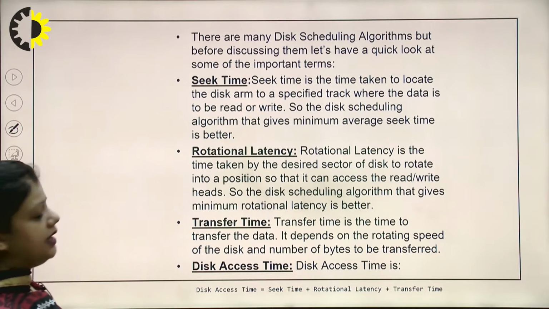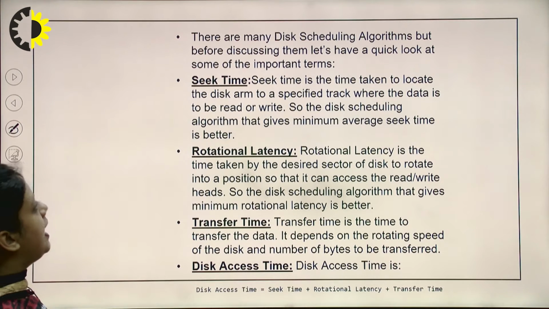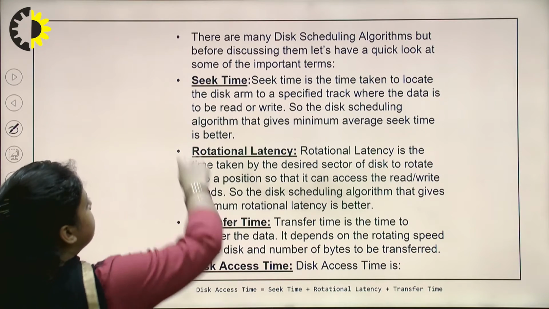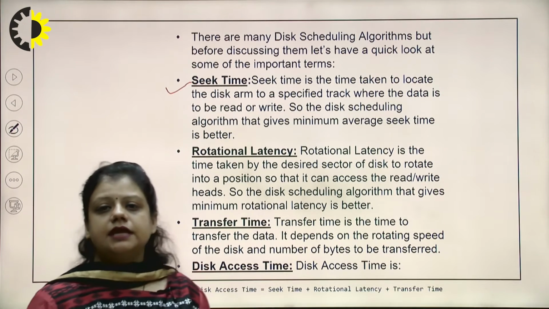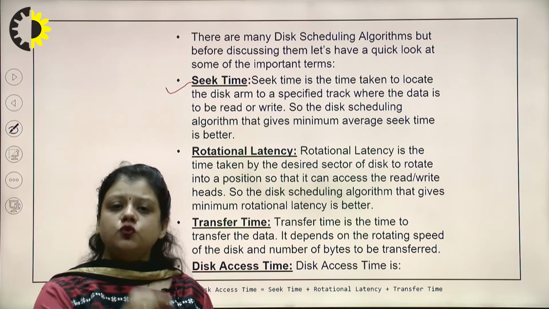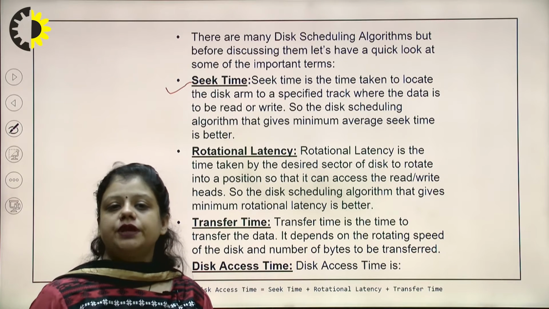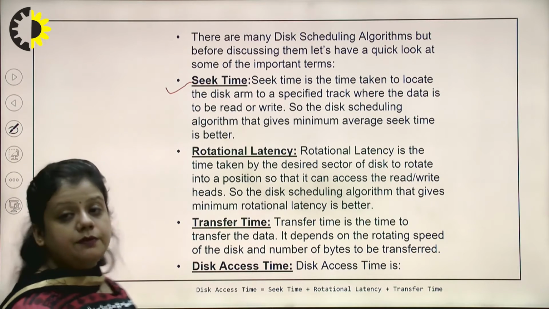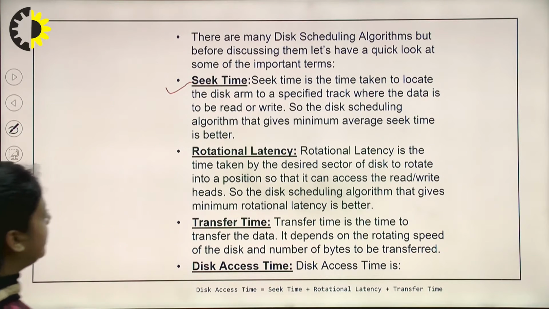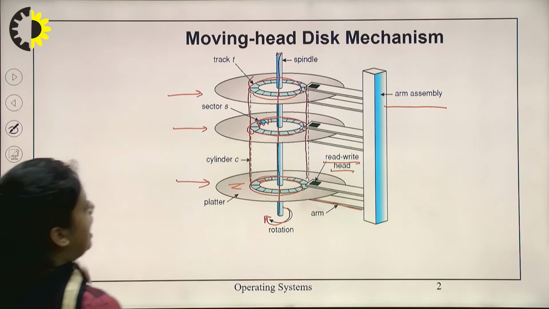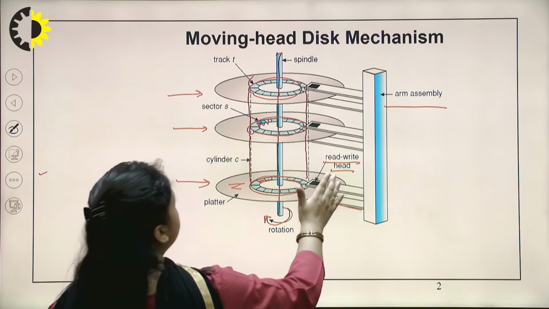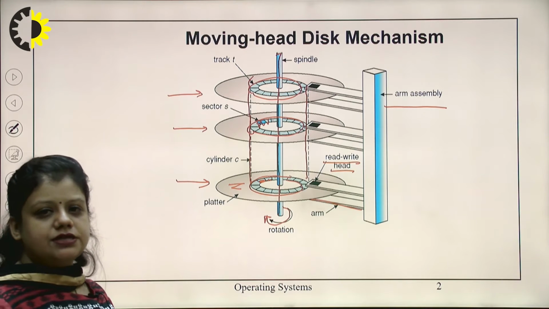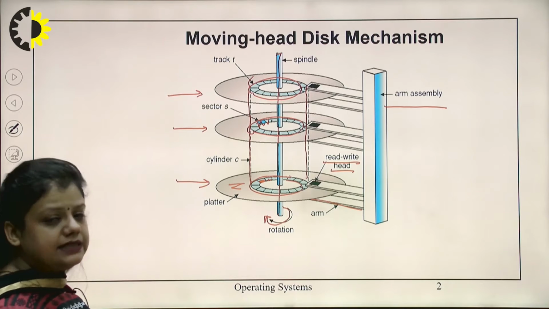There are many disk scheduling algorithms. Let us quickly have a look at some of the important terms that we use in disk scheduling. First is the seek time. Seek time is the time taken to move the disk arm to a specified track where the data is to be read or written. So the disk scheduling algorithm that gives the minimum average seek time is better. If I look at the diagram again, the time taken by the disk arm to move to that specific track from where the data has to be read is known as the seek time.